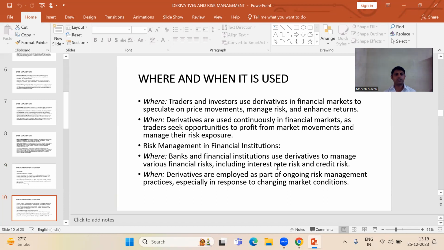Risk management in financial institutions. Banks and financial institutions use derivatives to manage various financial risks, including interest rate risk and credit risk. Derivatives are employed as part of ongoing risk management practices, especially in response to changing market conditions.